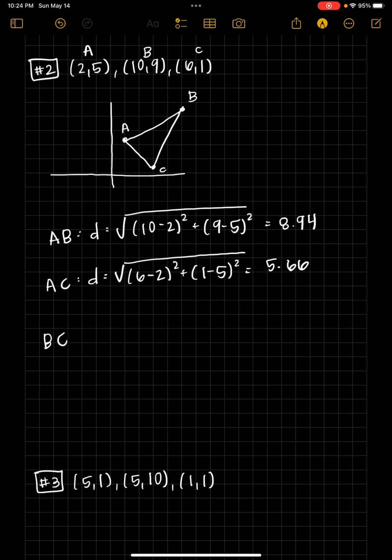5.66. I'm just rounding to the nearest hundredth on all of these because some of these numbers obviously are going to be a little bit gross because you're square rooting them. We could simplify the square root. On this one, I'm not going to make you do that though.